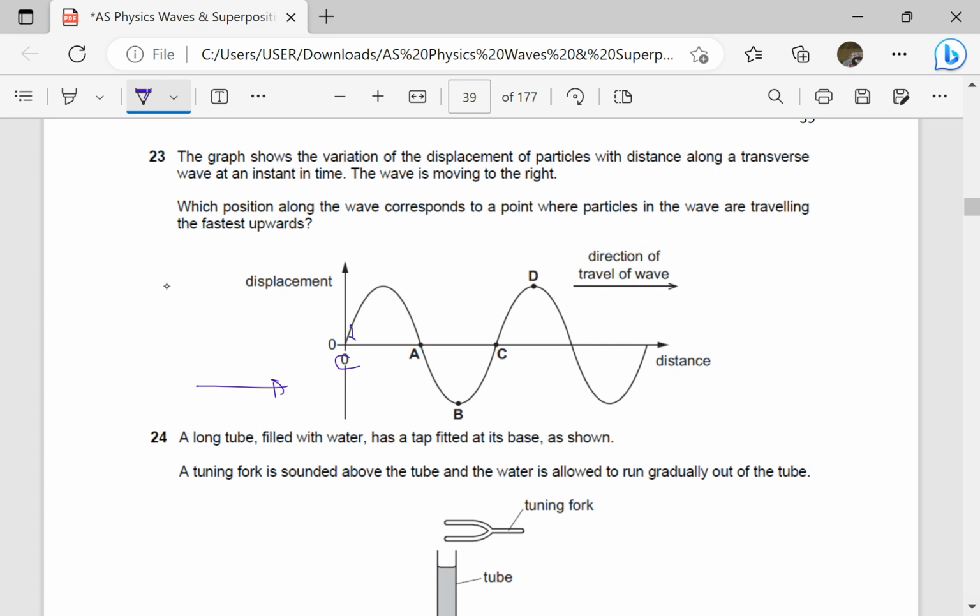First of all, particles here are vibrating downwards. A particle here is at rest. So here the particles are at rest. Particles have maximum speed when they are passing through equilibrium. But note that the wave is moving towards the right, from the left to the right. That means the particle at this point here is vibrating upwards, the particle here is vibrating downwards. So the answer is going to be A. Particles at C are vibrating fastest but downwards, particles at A are vibrating fastest but upwards.